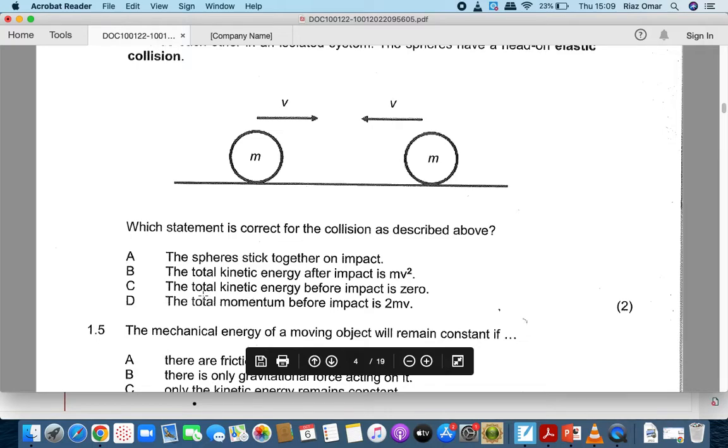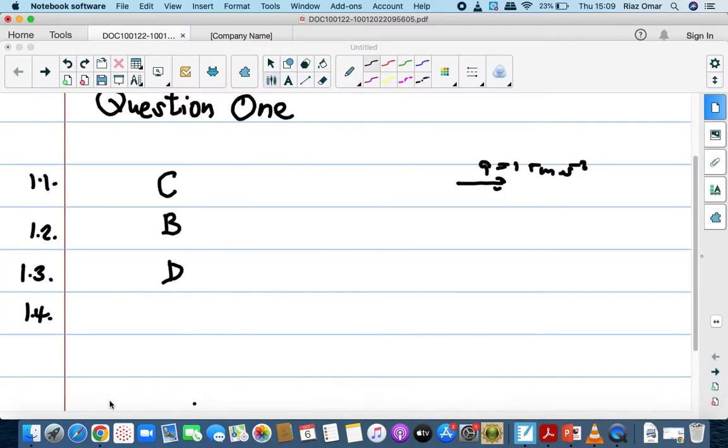Look at option C, just to make sure: the total kinetic energy before impact is 0. No, that won't be the case. The total momentum before impact is 2 mv. That's also not correct. So the answer will be B, 1.4 B.